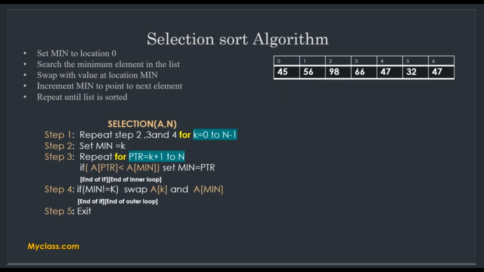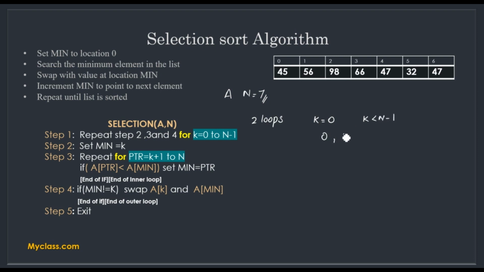Now let's check the selection sort algorithm. A is the name of the array and n is the total number of elements in the array; in this example, it is 7. We maintain two loops in selection sort also, like insertion sort and bubble sort. Our first loop is a for loop: repeat steps 2, 3 and 4 for k equal to 0 to n minus 1, that is, k less than n minus 1.